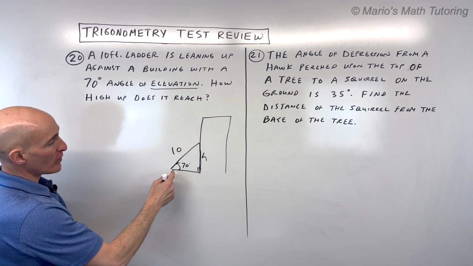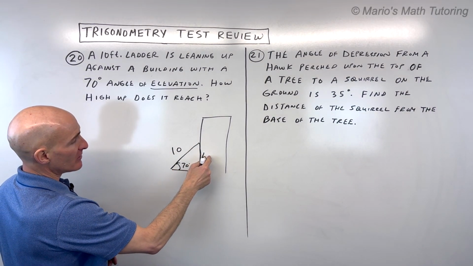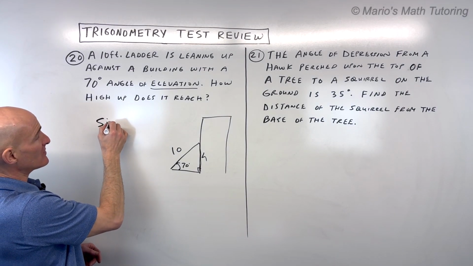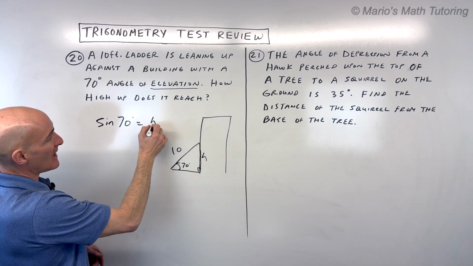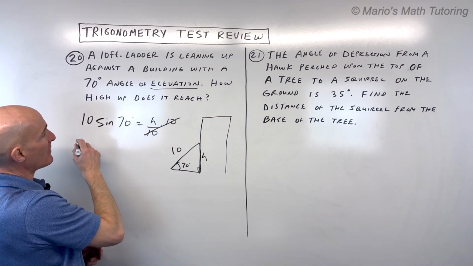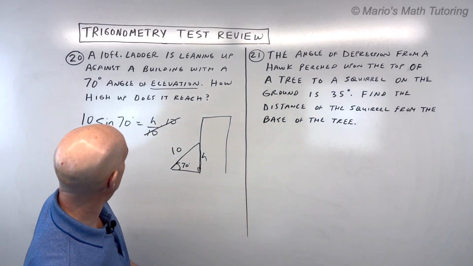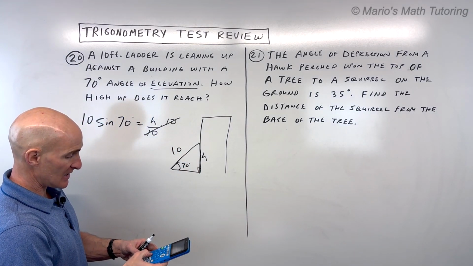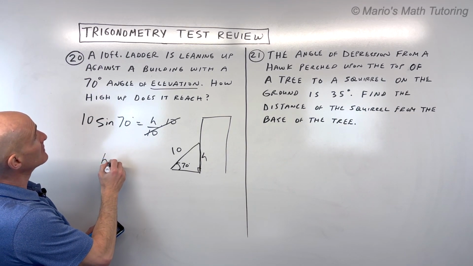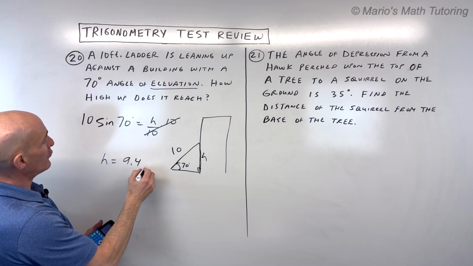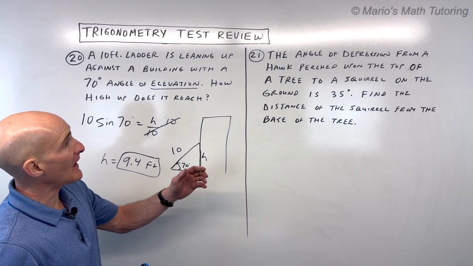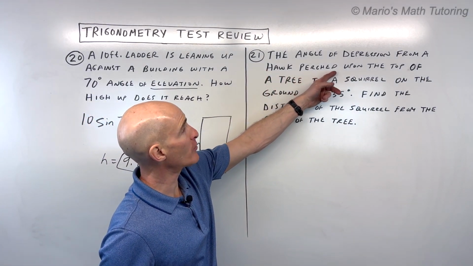So we're asking ourselves what trig function ties together this angle, the opposite side, and the hypotenuse. That's the sine ratio. So that would be sine of 70 equals opposite over hypotenuse. Multiply both sides by 10 to get that height by itself. Let's go to our calculator. 10 sine 70, I'm getting about 9.4 feet.